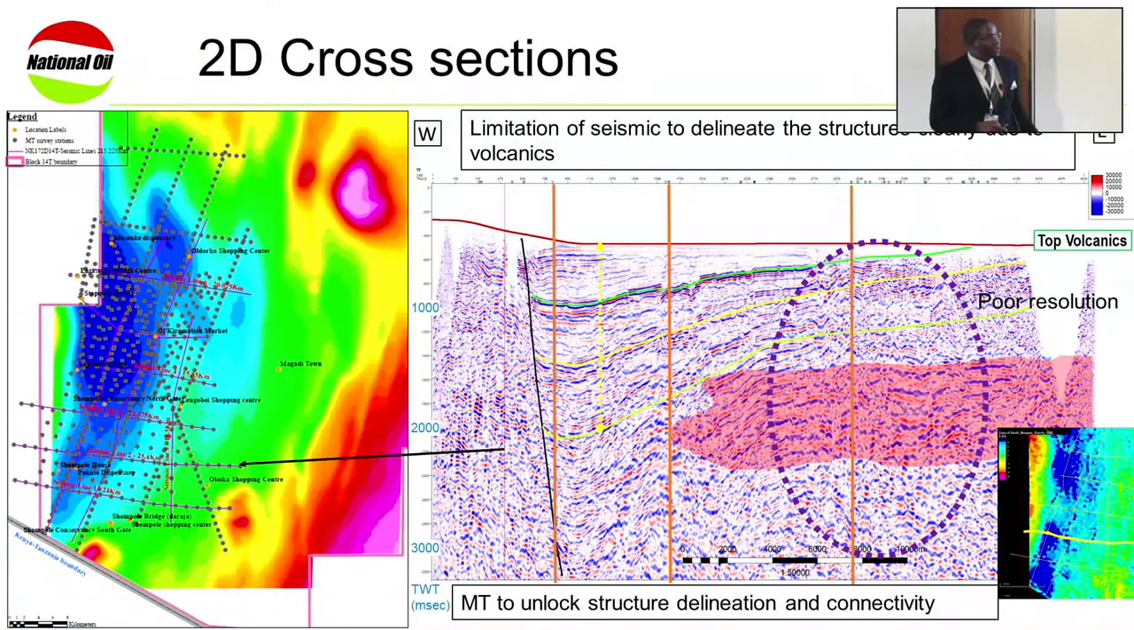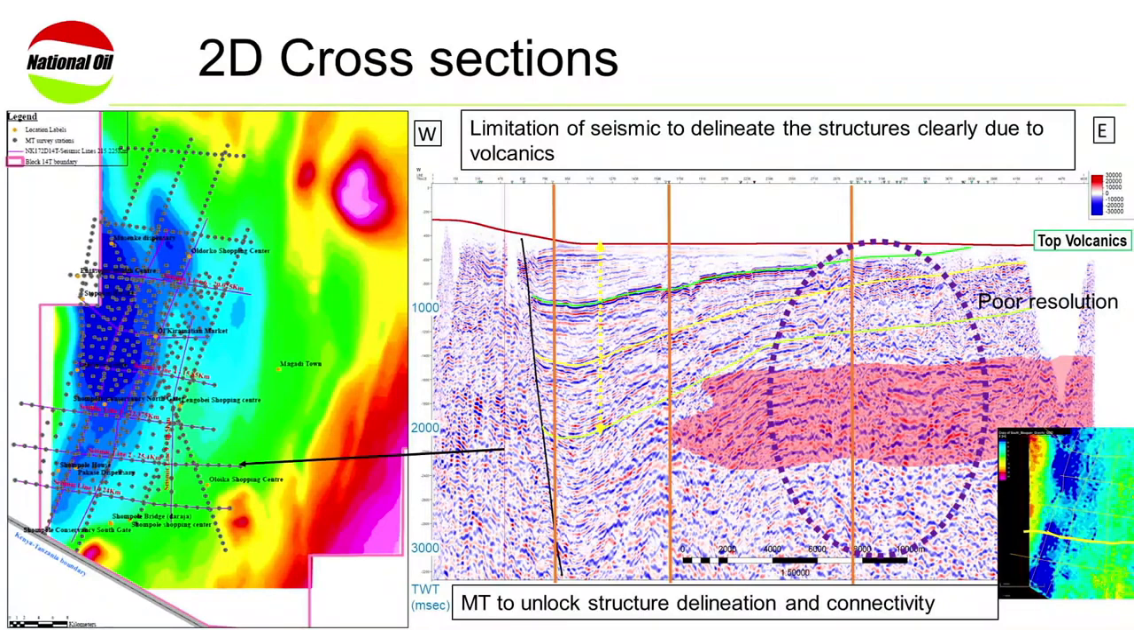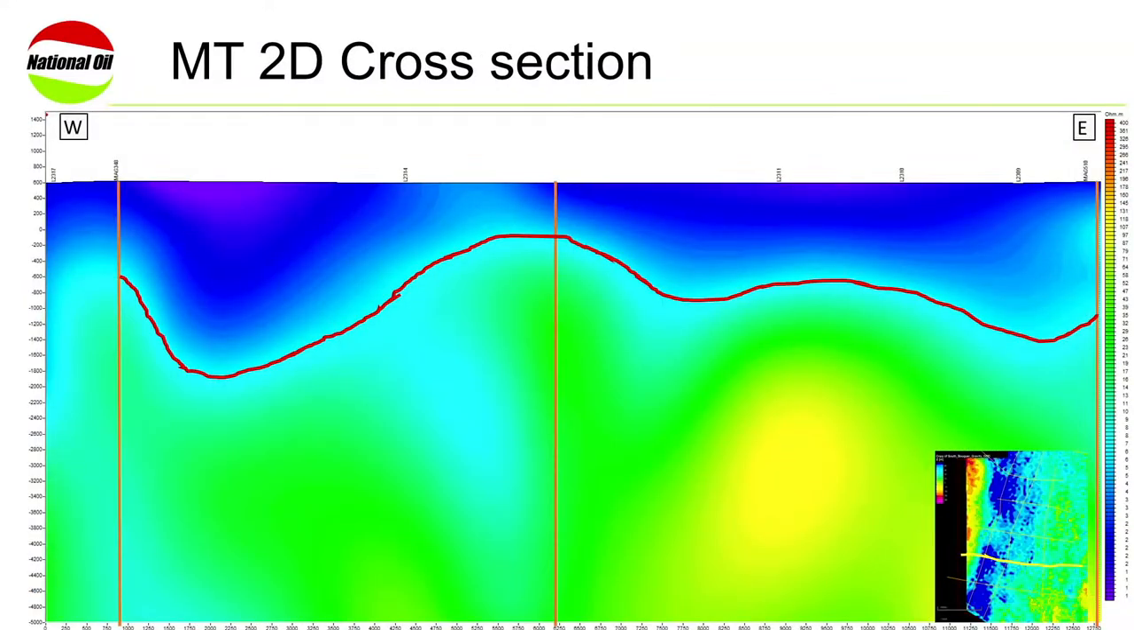So there's that limitation, being able to see: is it as a result of volcanics? You can't see exactly the extent of the sediment, I mean the basement. So therefore, another method to be able to delineate that sediment-basement was very key. And you can see the same line. Now using the MT 2D, you can map the extent of the basement very well.